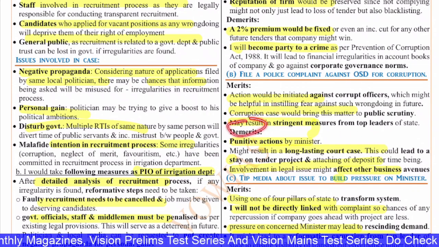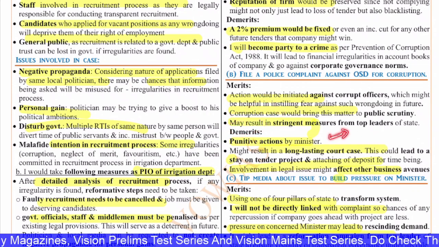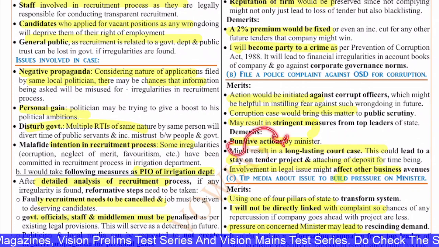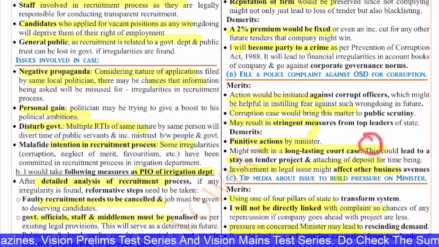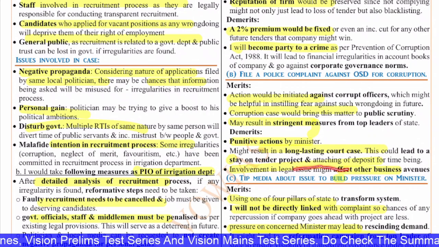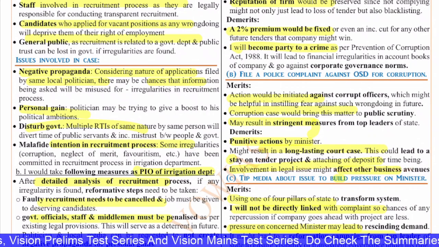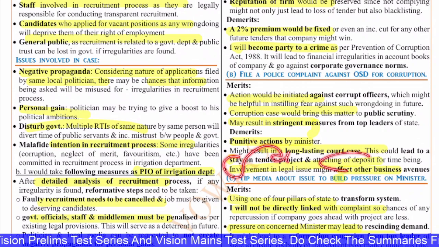What are the demerits? Punitive actions by the minister. It might result in a long-lasting court case. This could lead to a stay on the tender project and attachment of deposits for the time being. Next is involvement in a legal issue, and it might affect other business avenues.